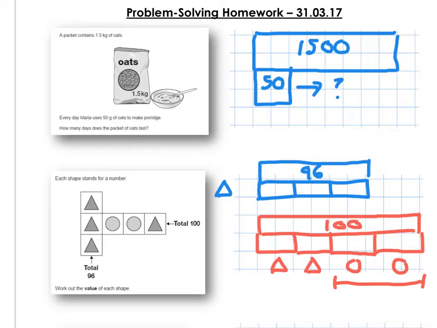The first couple I've drawn for you already, so I'll go through them. The first one, a packet of oats contains 1.5 kilograms. Every day Maria uses 50 grams. Now straight away I notice we've got kilograms here and grams here.